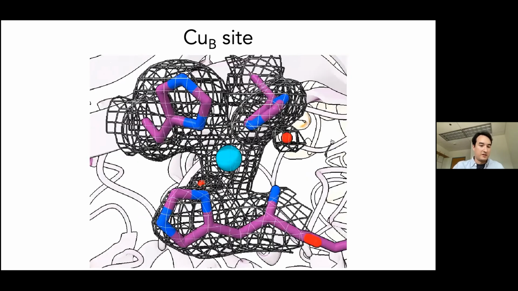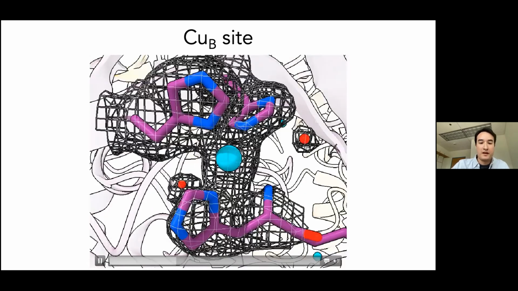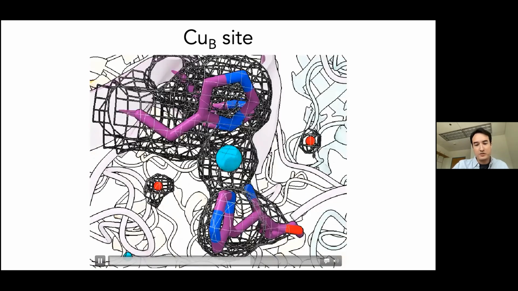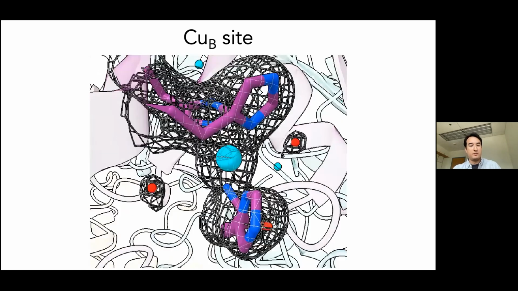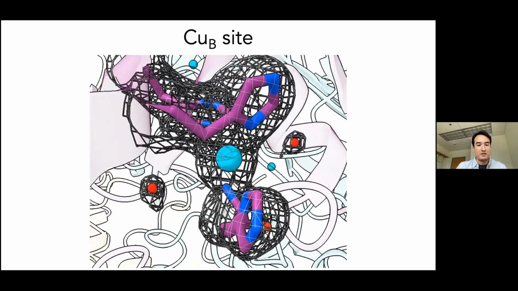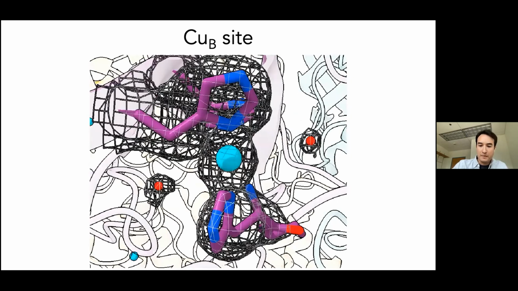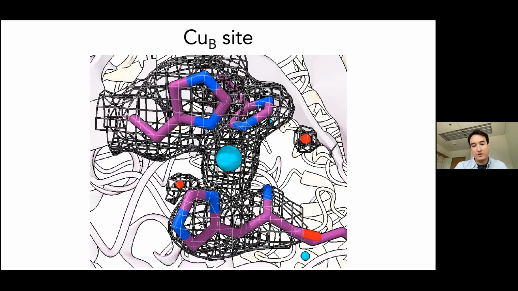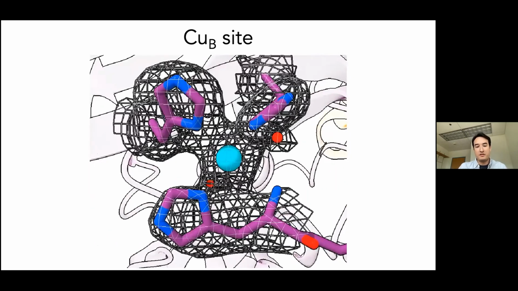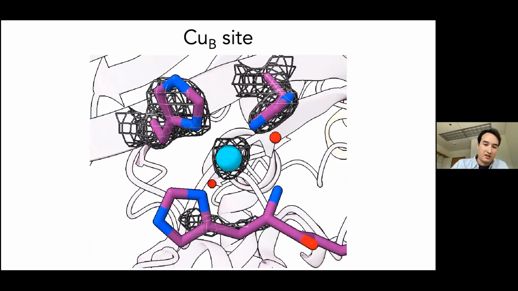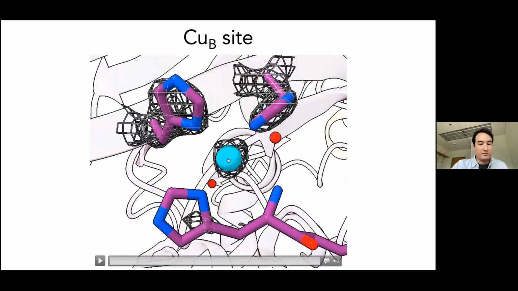Giving a little spin, you can see the waters here. What's really important is that we can see clearly that only 1 copper is able to be fit at this site. So this provided more evidence that this site is monocopper. If we then threshold the map up a bit, you can see that the density here is very persistent, and also resolves down to a single sphere, indicating that there's just one copper at this site.